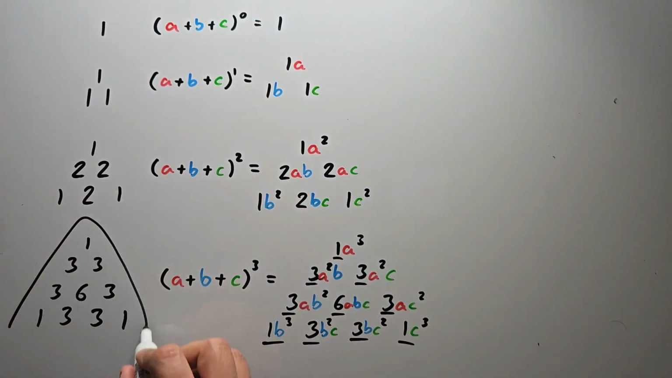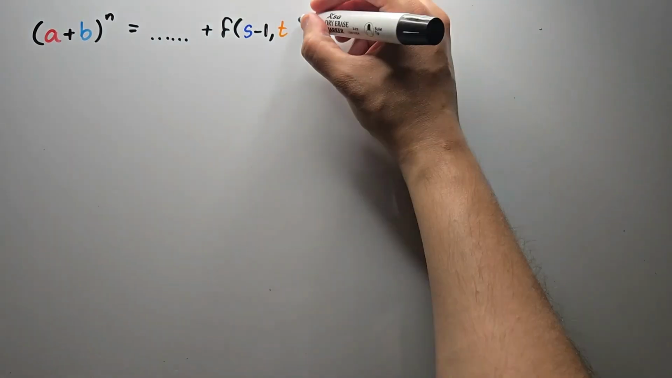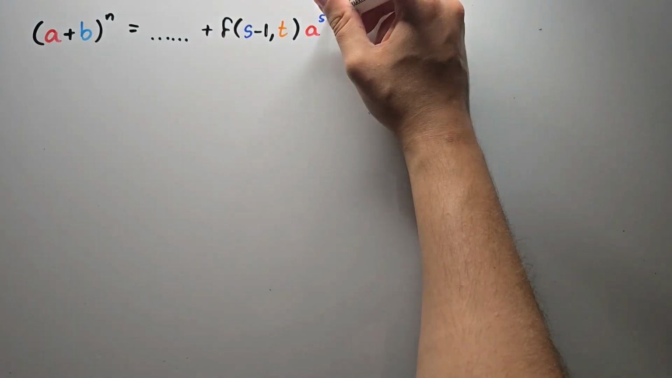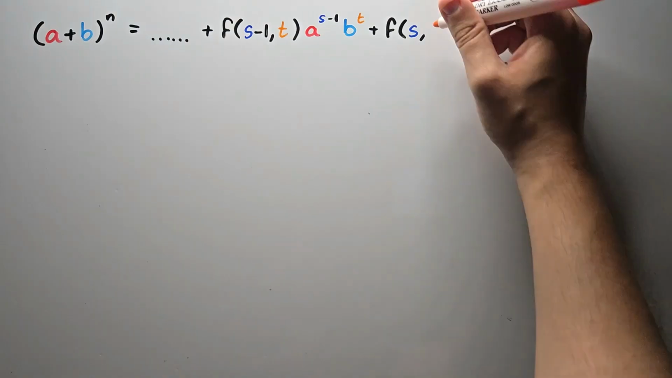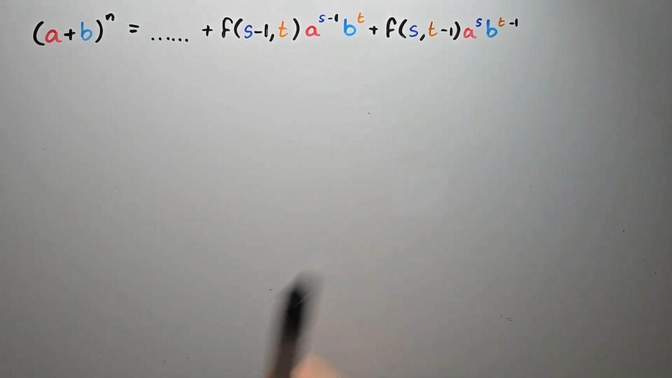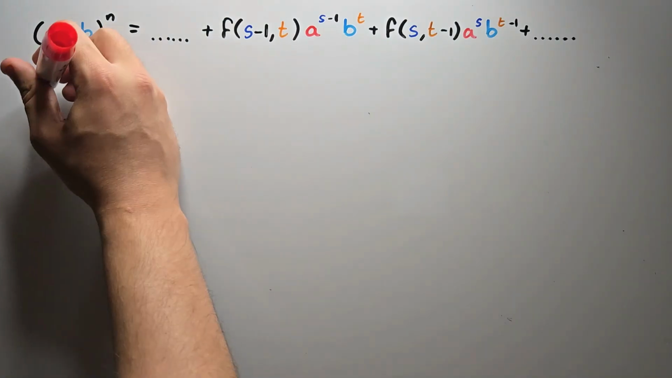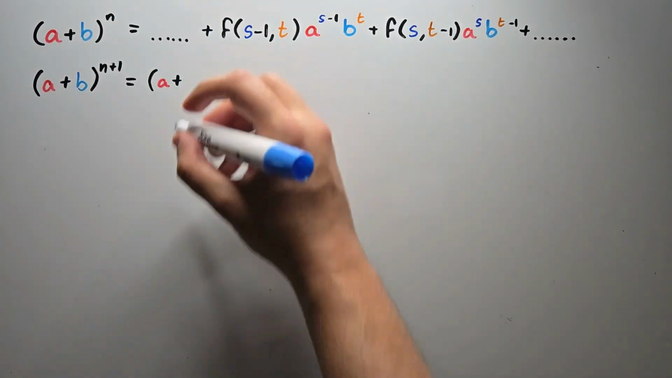looking at the nth layer of Pascal's tetrahedron, we find its coefficients. For a proof of the binomial case in Pascal's triangle, let's look at the coefficients of (a+b)^n, and let's say that the coefficients of a^(s−1) b^t and a^s b^(t−1) do in fact line up with Pascal's triangle.